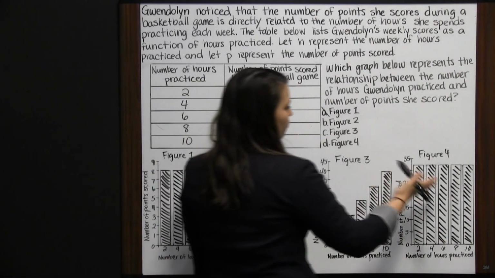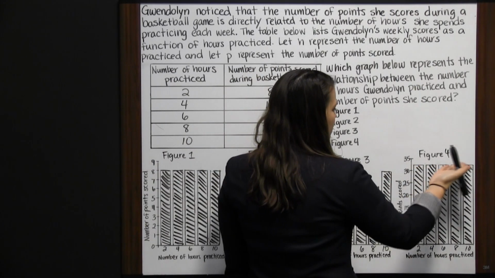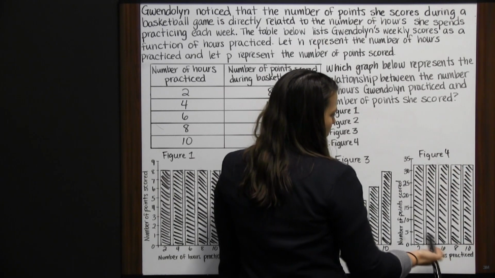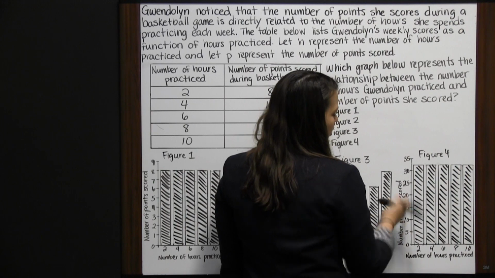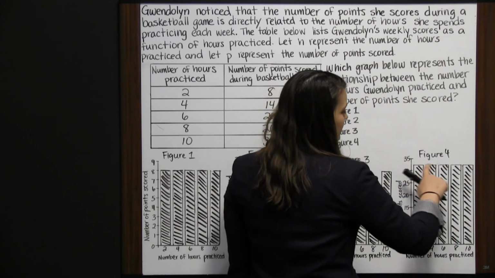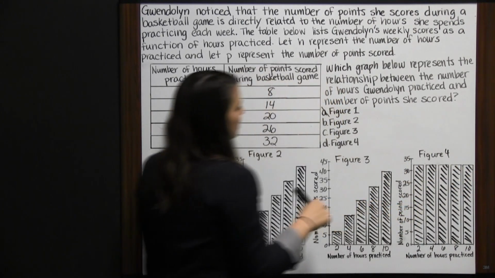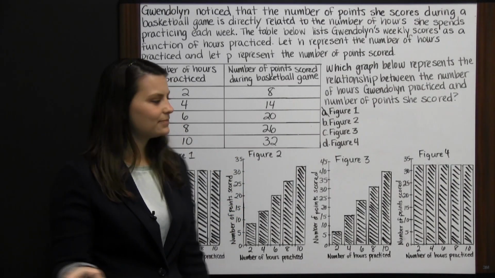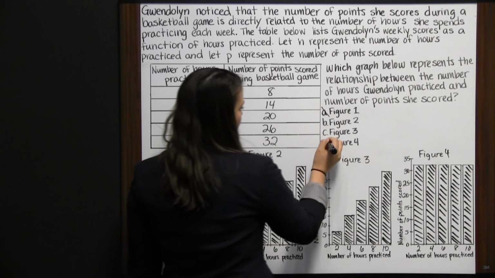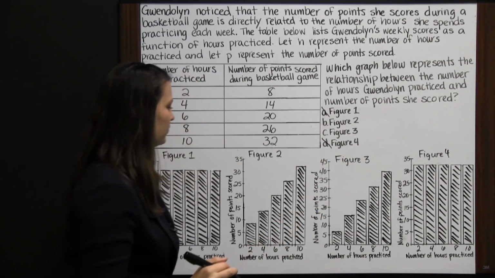If you look at figure 4, all of these bars are even, which means no matter how many hours you practice, Gwendolyn scored the same number of points. And if we look at our table, that's not the case. So we can eliminate figure 4 as a possible answer.